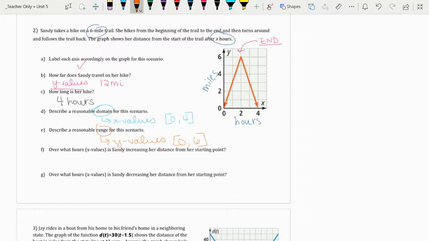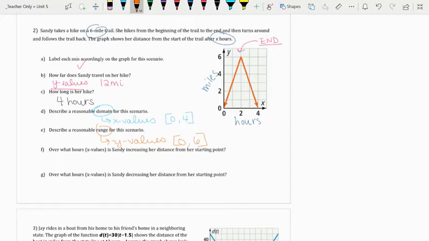Notice how these are both brackets. That's because these are included. You do start at 0, 0. You start going 0 miles and you start with 0 minutes, okay? And you go all the way to 4 hours and you go all the way to 6 miles. You don't stop right before it, so you do actually achieve those. That's why they are brackets.